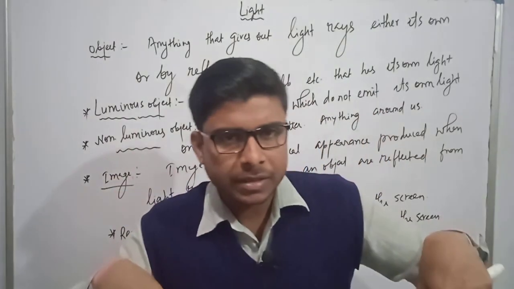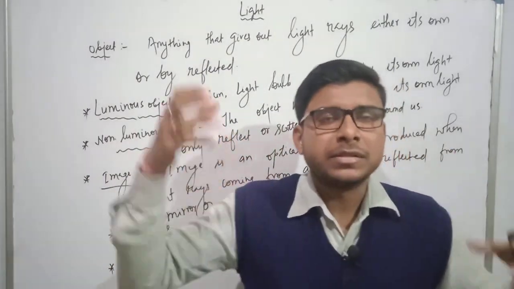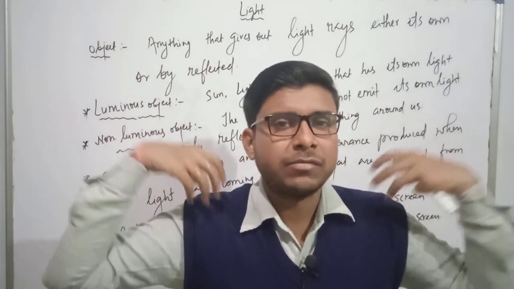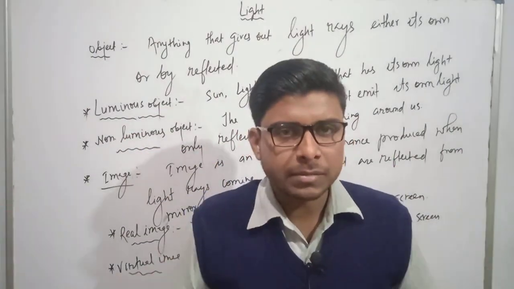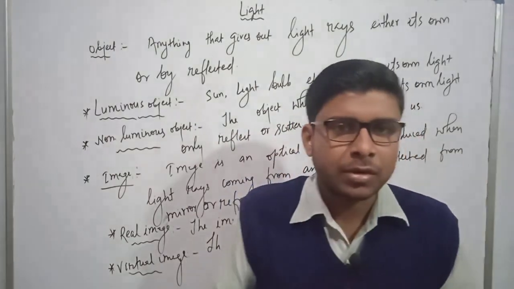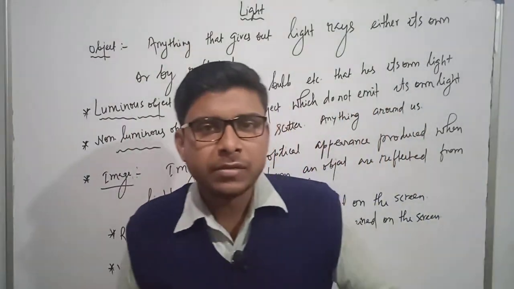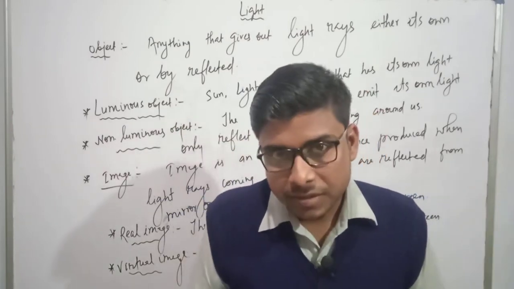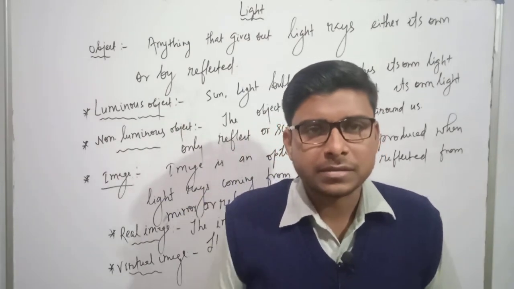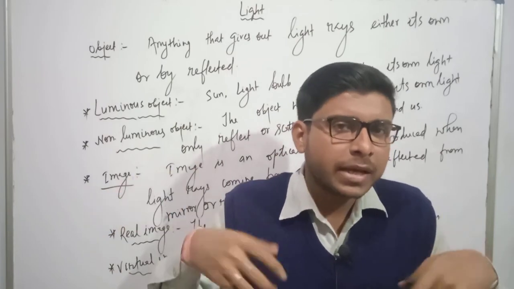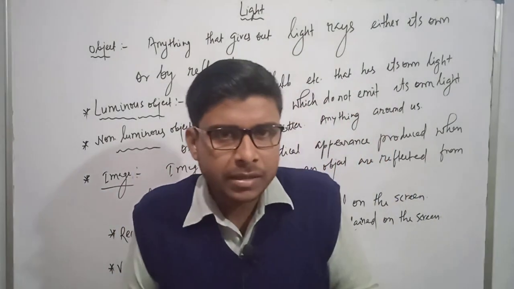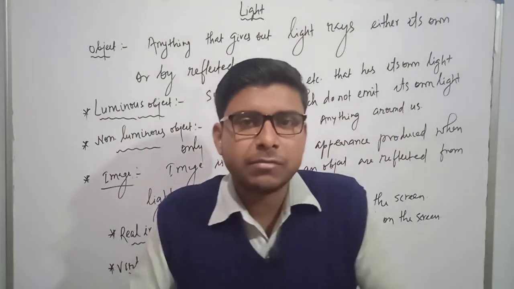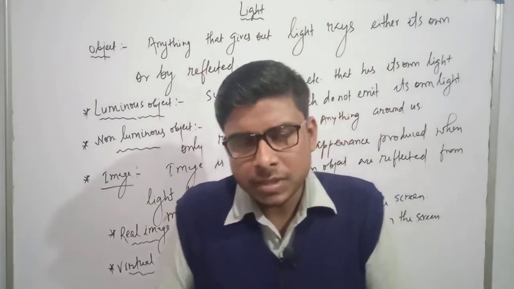For example, you can see me because sufficient light rays are falling on me through the electric bulbs, and those light rays are reflected by my body. That's why you can see my image. Similarly, you can see an electric bulb because it emits its own light. Similarly the sun and other things: anything that glows by its own light, or is visible because it reflects the light that falls on it.